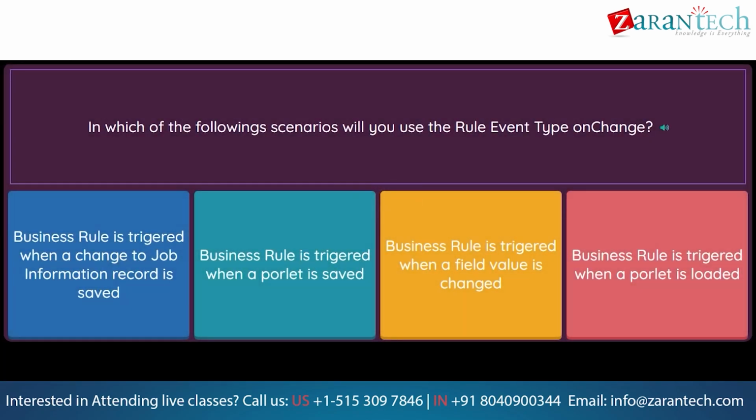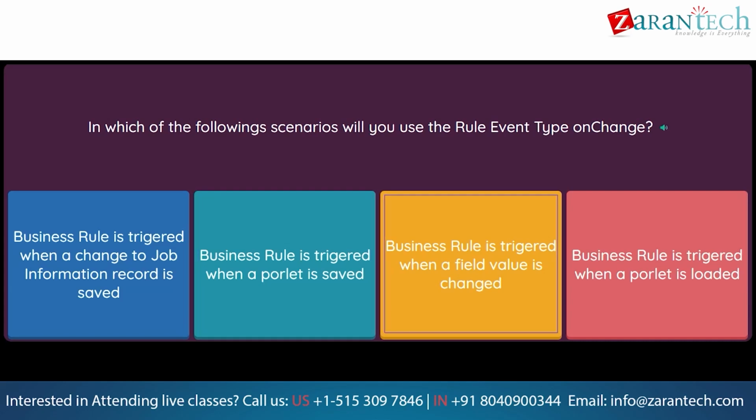Question: in which of the following scenarios will you use the rule event type on change? Option 1 business rule is triggered when a change to job information record is saved. Option 2 business rule is triggered when a portlet is saved. Option 3 business rule is triggered when a field value is changed. Option 4 business rule is triggered when a portlet is loaded.